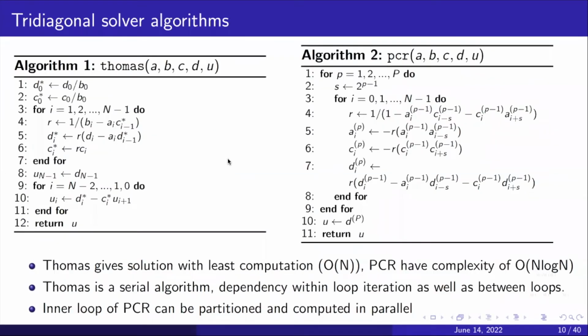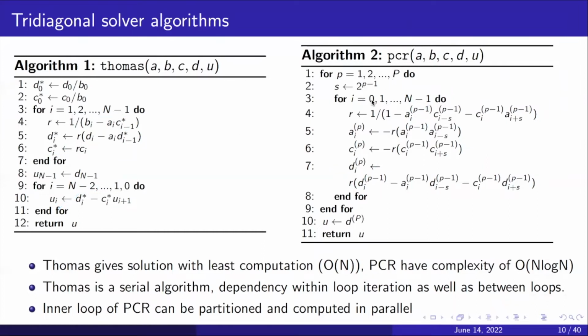Let's look at the popular tridiagonal system solver algorithms. This is the Thomas algorithm and this is the PCR algorithm. The Thomas algorithm has two loops and each loop does approximately n iterations, making it an O(n) complexity algorithm. We can see there is a dependency between iterations of the loops, and there is a dependency between loops also, as the second loop has to wait for completion of the first loop.